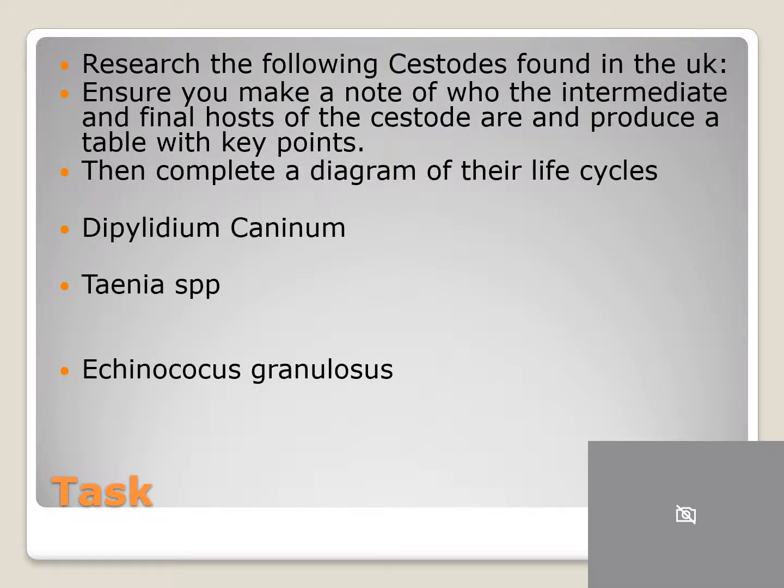Task. Research the following cestodes found in the UK. Ensure you make a note of who are the intermediate and final hosts of the cestode and produce a table with key points. Then complete a diagram of their life cycles. I would like you to research Dipylidium caninum, the Taenia species, and Echinococcus granulosus. Please upload this onto one file for your veterinary educationist to mark.